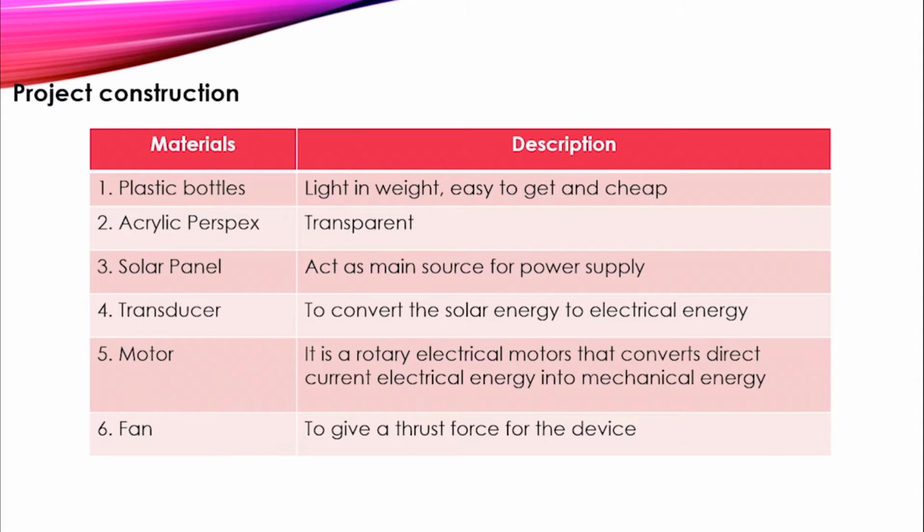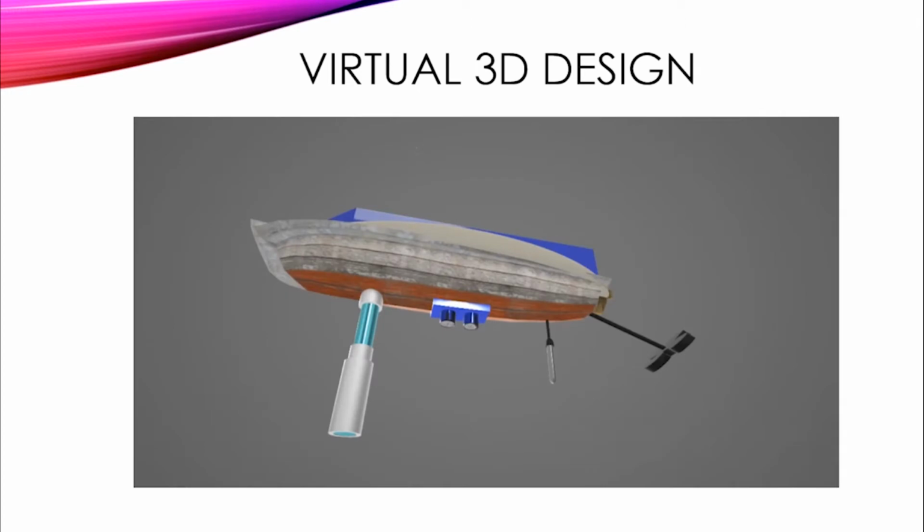The next material is the motor, which is a rotary electrical motor that converts direct current electrical energy into mechanical energy. Then the last one is the fan, to give a thrust force for the device. So here is the virtual 3D design that we had planned in the first place by using 3D Paint software.